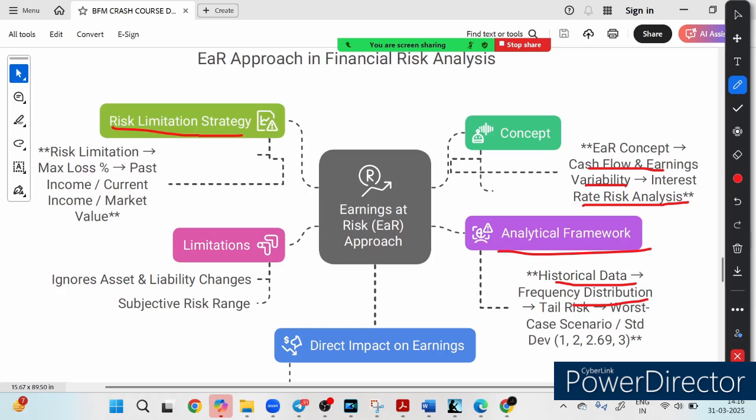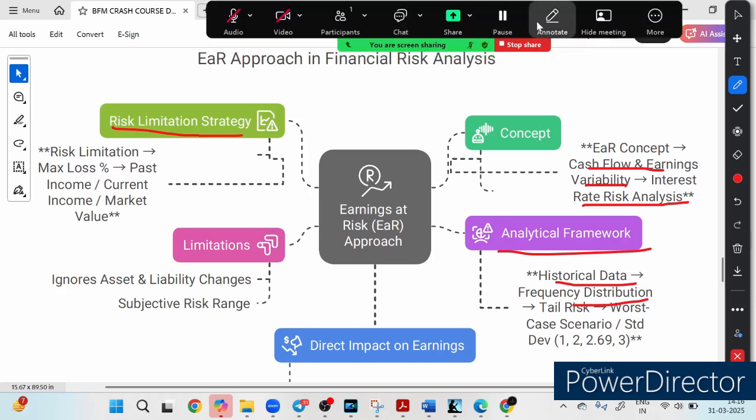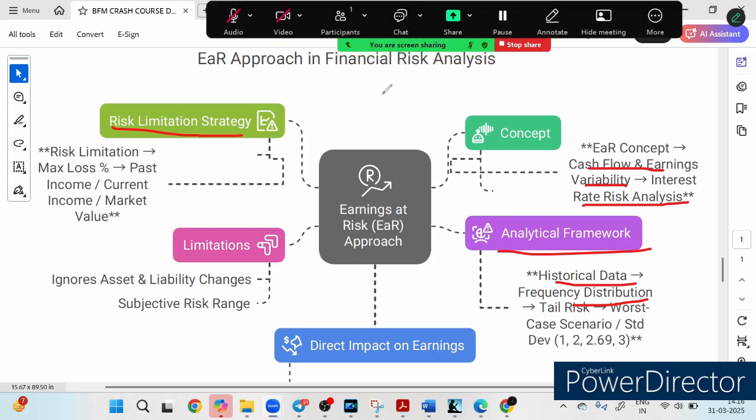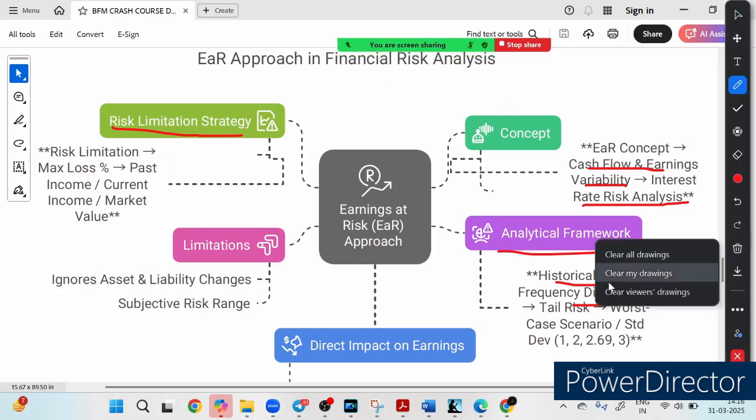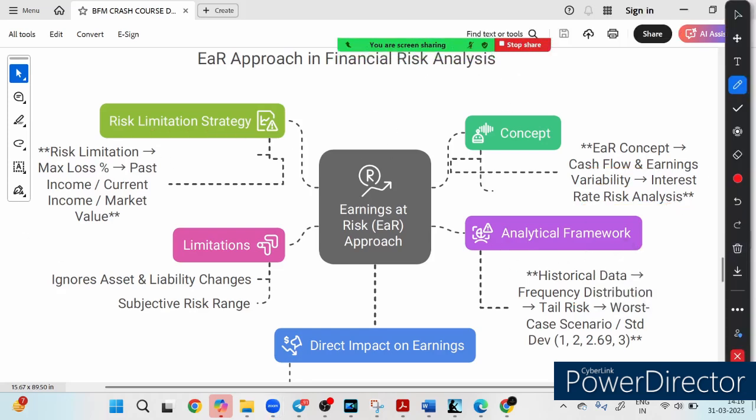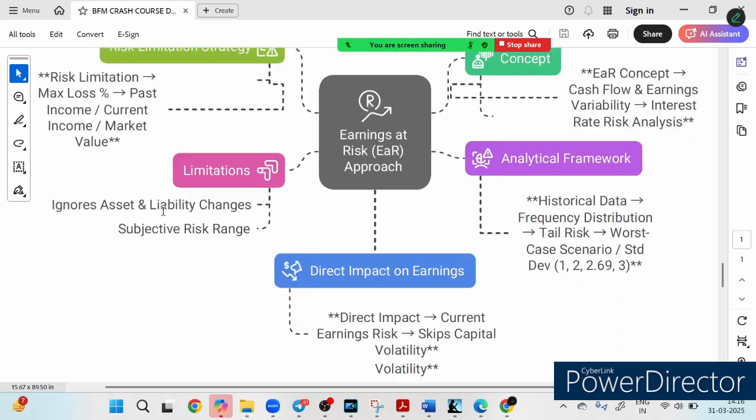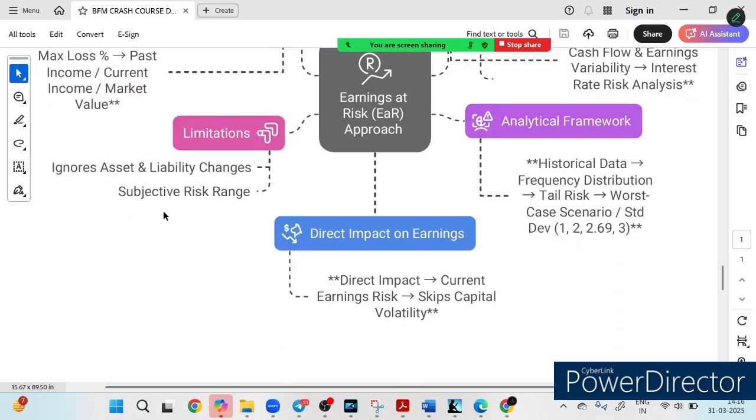And if you look at the direct impact on earning, just look at the last point here. The direct impact on earning. So basically, EAR directly measure earning risk rather than capital volatility. This make it a go-to approach for business that want to protect their income without worrying about complex capital structure. It skips the capital volatility. It directly help you calculate the current earning risk.